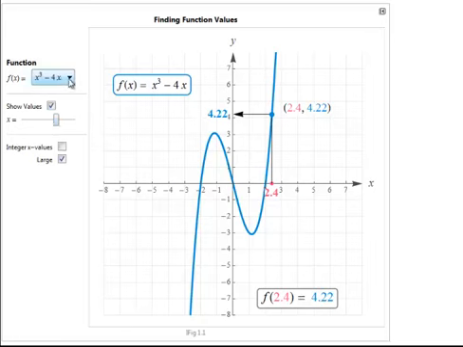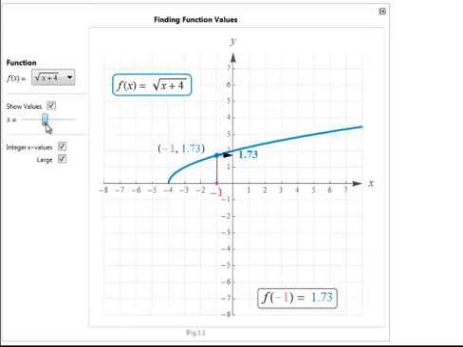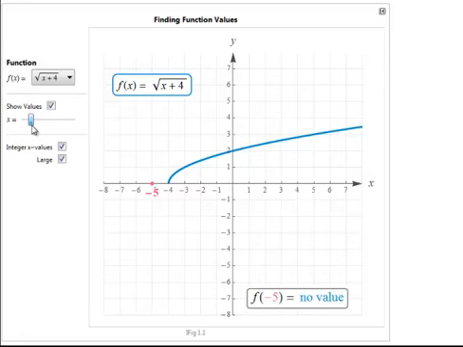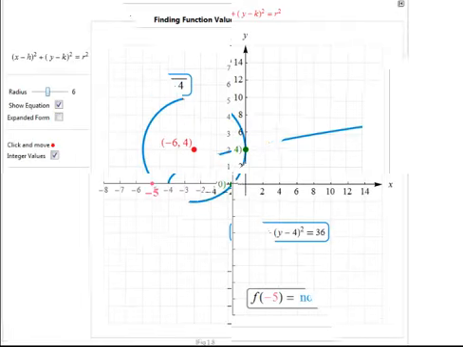This figure shows 5 functions, 2 polynomial, 1 radical, the greatest integer, and a constant function. By moving the x slider, we can see the functional values while x is in the domain of the function.